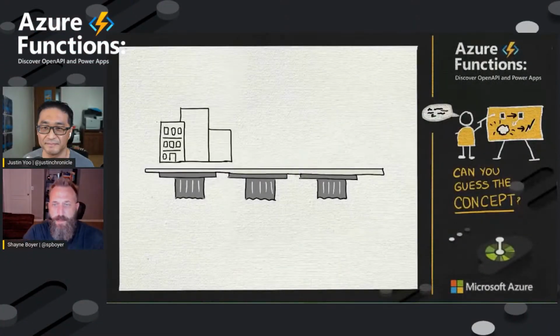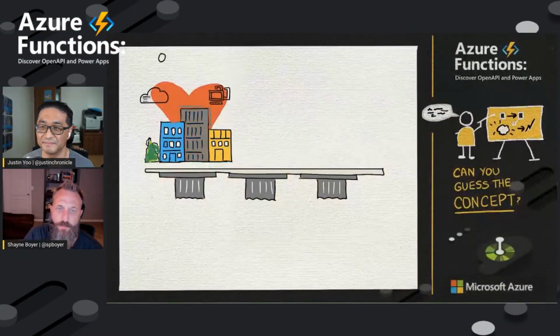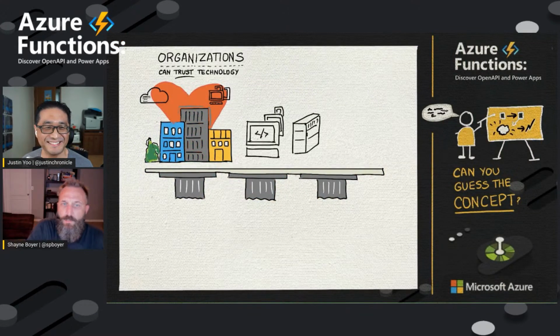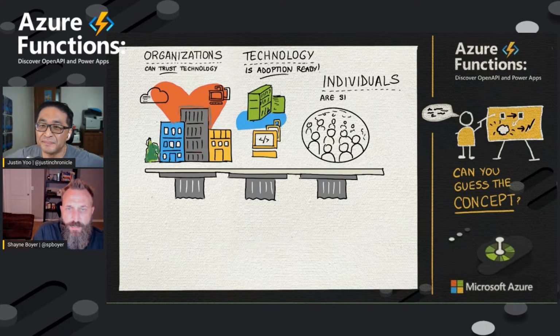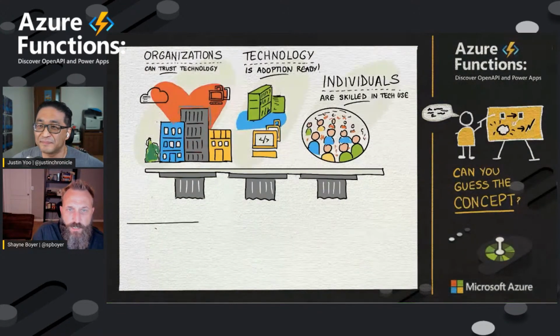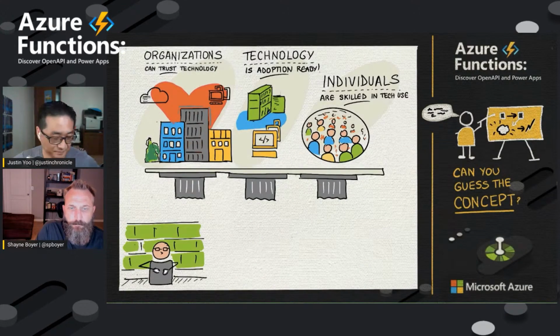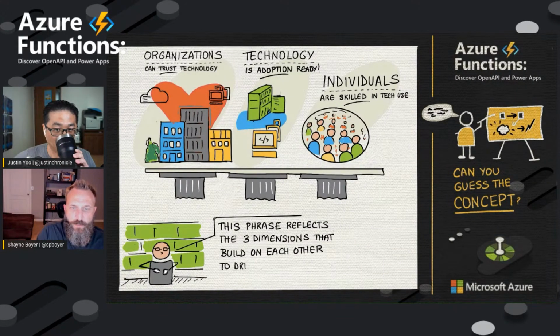Oh, it's a hangman. Quick, can you guess the concept? What do we got? I don't know. A lot of pictures, a lot of drawing. Organizations, technology. You spell organization differently. I saw that. That looks like Satya down in the corner.